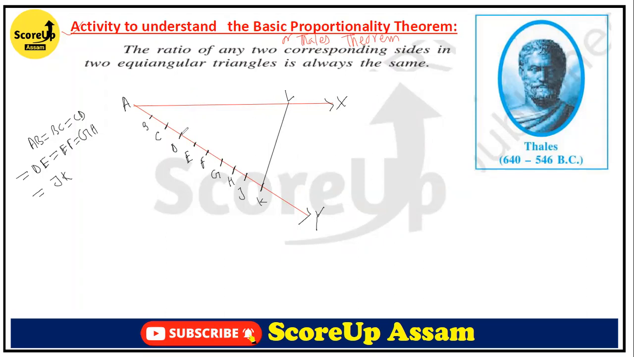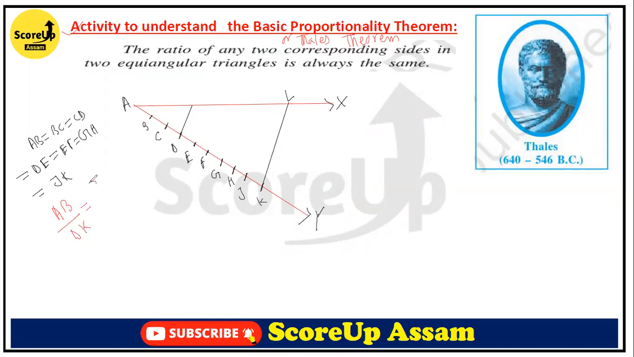Now if we draw from B a line which is parallel to this scale, suppose a line DE or EF, any line you can draw which is parallel to that scale, we will observe the ratio of AD to DK. 1 unit, 2 unit, 3 unit, right?